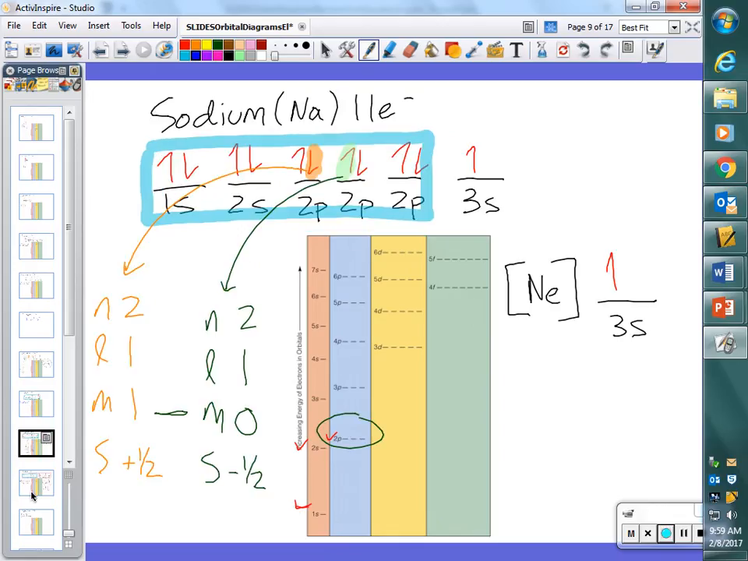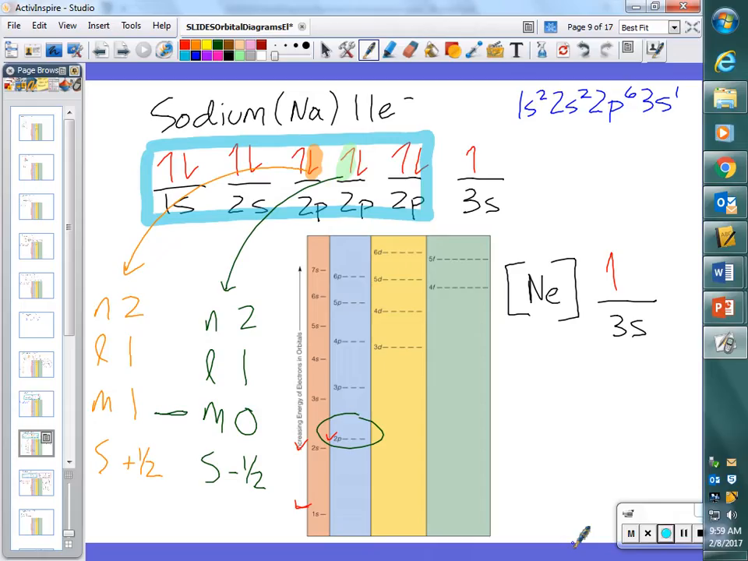Then for sodium, I already made some notes here. Blue, right? 1s2, 2s2, 2p6, 3s1. This is way easier. Does that make sense? Where I got that electron configuration from? Is that okay?